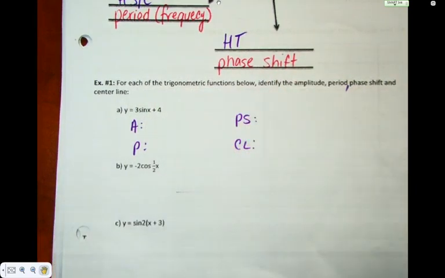Hopefully those are obvious abbreviations. Amplitude, where do I find that in the equation? In the very front, so the amplitude is 3.